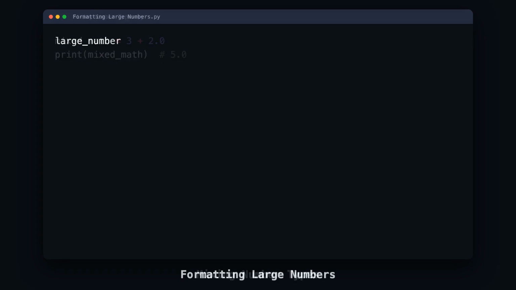When you are working with very large numbers, keeping track of all the zeros can be difficult. Python lets you use underscores to group digits together for better readability. We create a variable with 1 million using underscores where commas would normally go in regular writing. A common typo is placing an underscore at the very beginning or end of the number, which will cause an error. Python ignores the internal underscores when it prints the value.